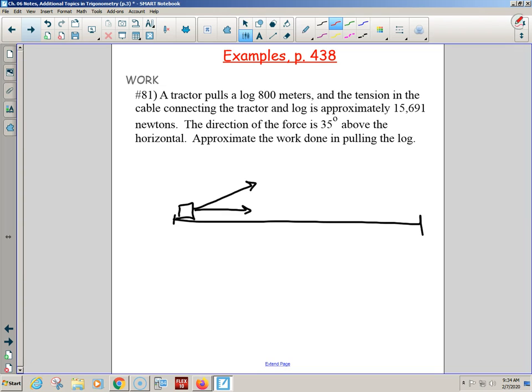Now, the nice thing is, guys, check it. They gave me 35 degrees. Projection always comes down at a right angle, so I can say it's a right triangle. And with what tension is the tractor pulling? That's the tension in the cable connecting the tractor and the log. It's 15,691. Since it's being pulled on a horizontal surface, work is as easy as this force that I need to find, the one that's projected down in line with the motion, times distance. And how far is the log dragged?